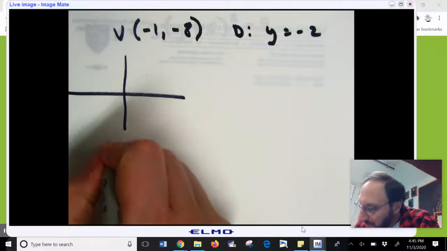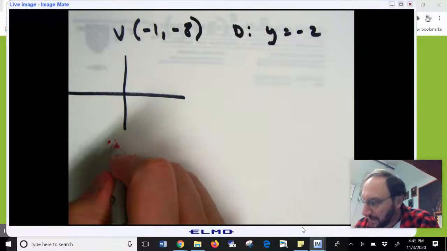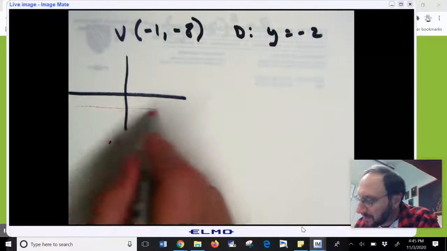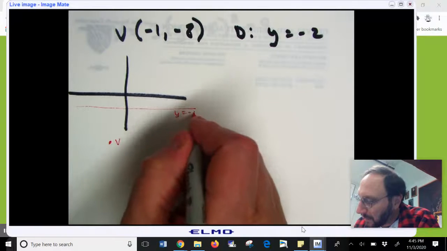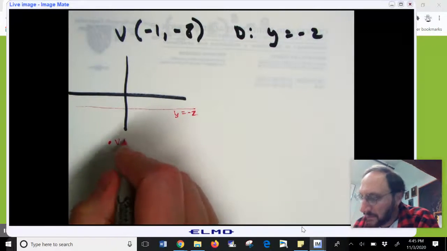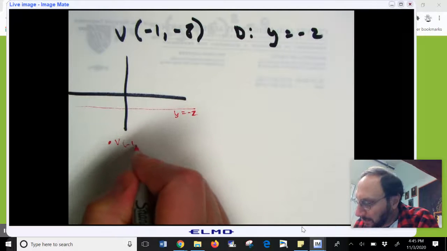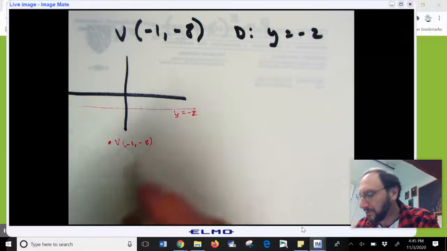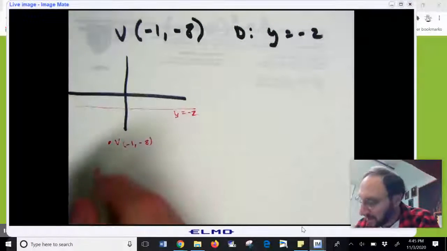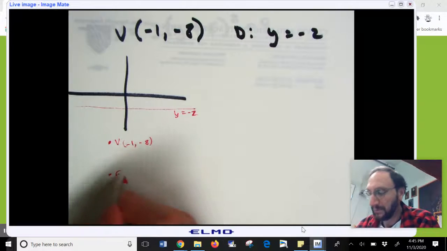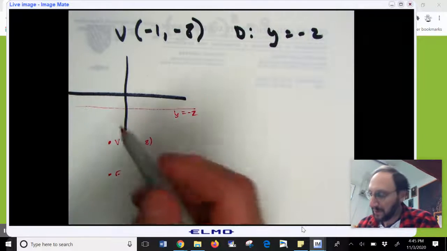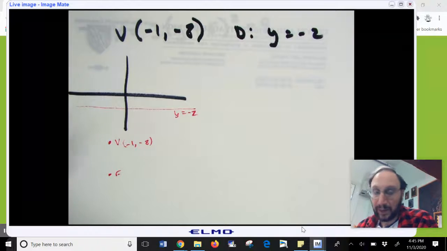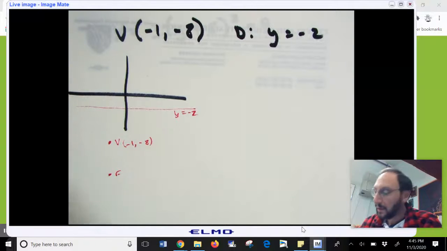So that's how we figure out what's happening or what kind of problems to expect. Negative 1, negative 8 is way down here somewhere. That's our vertex. And our directrix is an equation of a line that's horizontal going through y equals negative 2. So this one is down here at negative 1, negative 8, and the directrix is at y equals negative 2. So I could find the focus. By the way, the focus would be down here, equally spaced, right? That's how they work. But I don't really need the focus. It didn't ask for it, but you can do it if you want to.